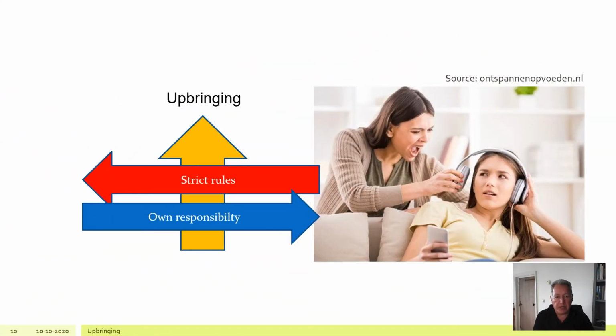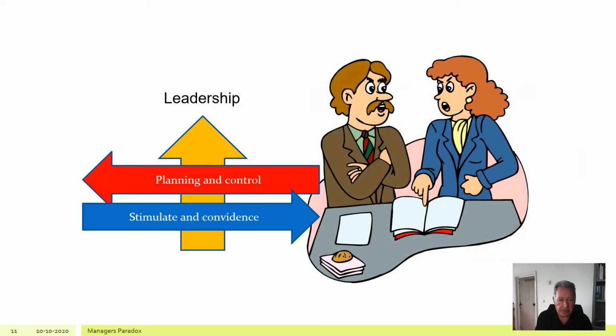In all complex processes, you can recognize the 2 interacting powers. This example shows the upbringing of children, the education. On the one hand, you need strict rules, and on the other, you have to rely on children's own responsibility. And as a parallel with leadership, this is what we call the manager's paradox. On the one hand, you need a strict planning and control system. On the other, you should stimulate people and have confidence in them, trust them.